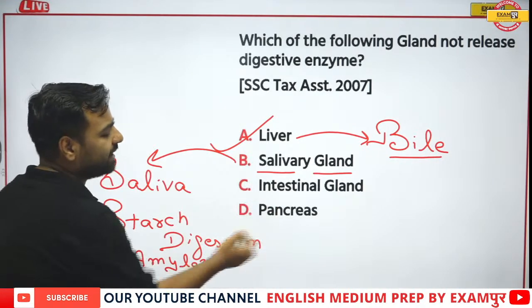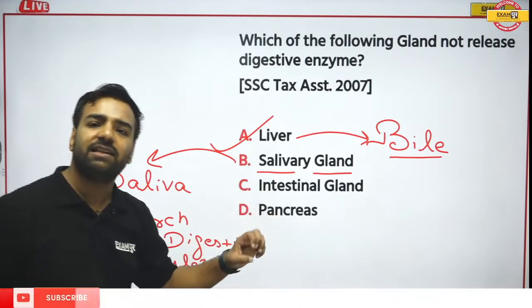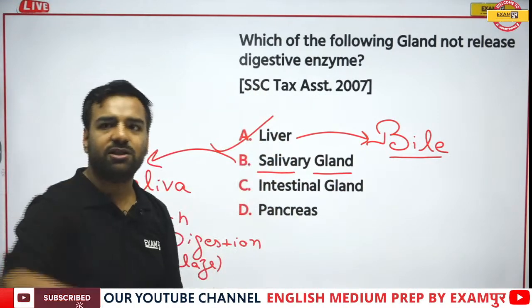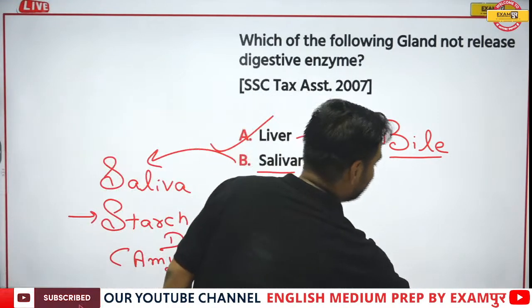Now talking about pancreas. What does the pancreas do? Pancreas actually secretes pancreatic juice, which is a complete digestive juice. It's awesome that everyone has given that answer. Let's move forward now.